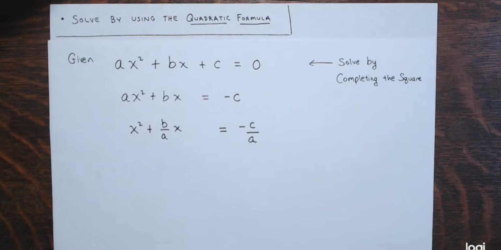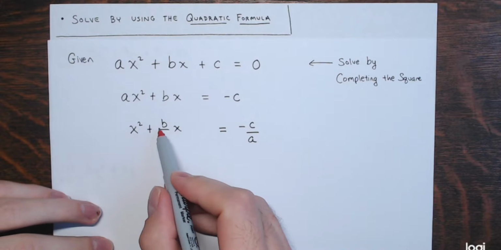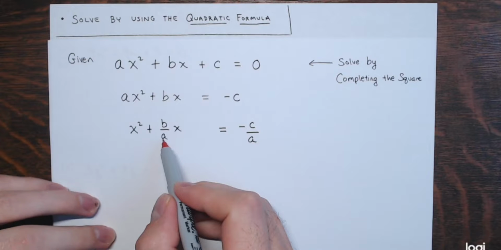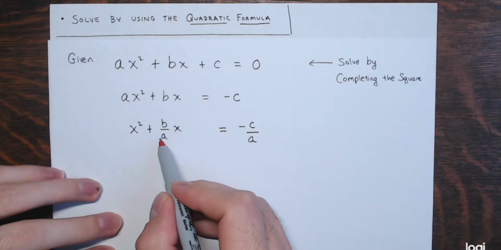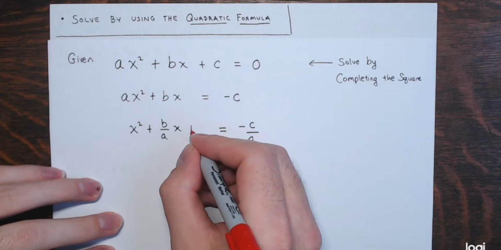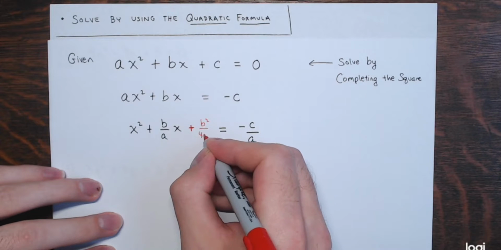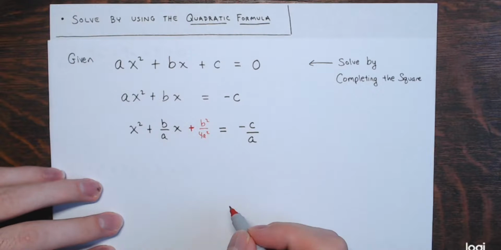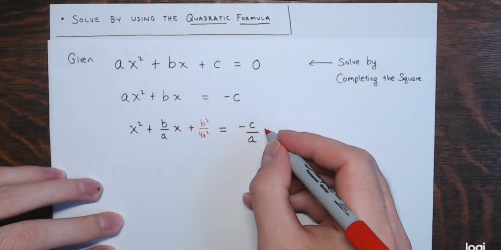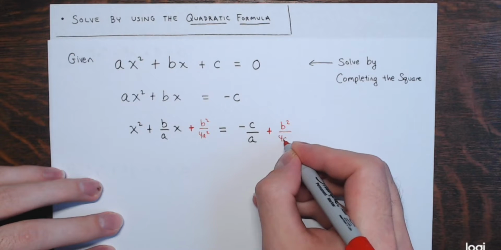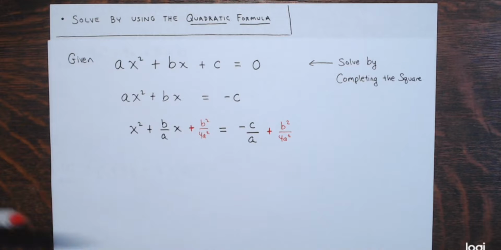Now comes the completing the square part, and I'm assuming you remember how to do that. Half of b over a, half the linear coefficient, would be b over 2a. But then you square that. B over 2a squared would be b squared over 4a squared, b times b, 2a times 2a. And I add this to both sides. So I'm adding b squared over 4a squared to both sides.